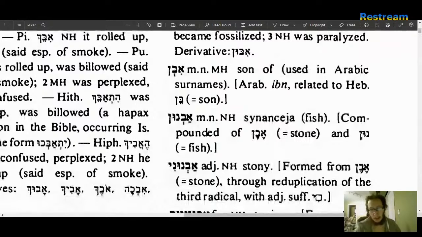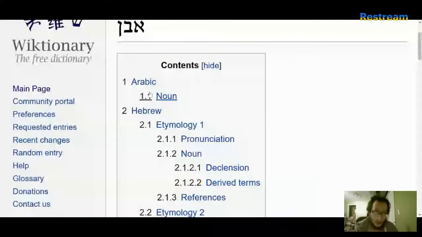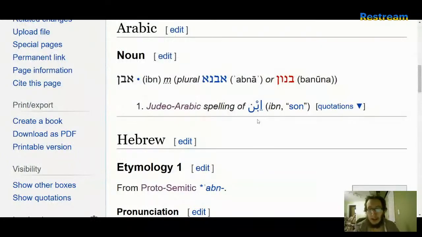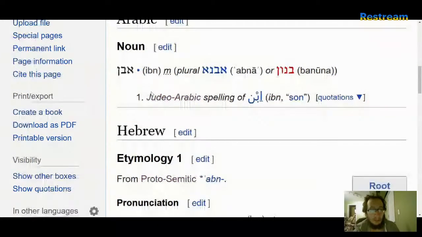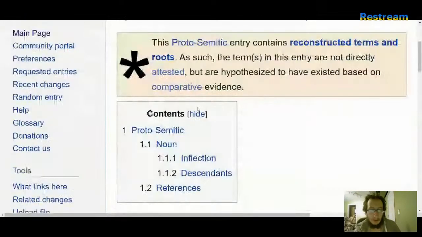But okay, so with that said, there's a few others here, like stoniness, spelled a little bit differently, but having the same root word, eben. But let's go and look at the Wiktionary page for this word. Okay. The Wiktionary page is right here. So it even shows it in Arabic. Like we said, that's the spelling of sun in Arabic. But for Hebrew, it comes from the Proto-Semitic eben. So let's take a look at Proto-Semitic eben. It's going to show us the different forms.